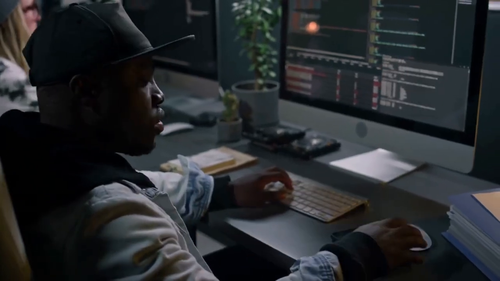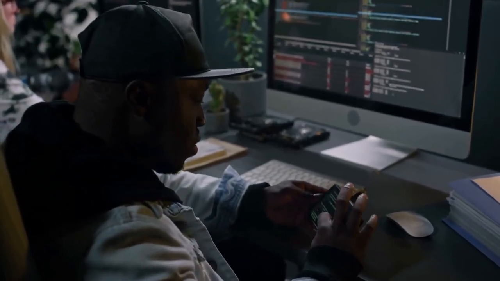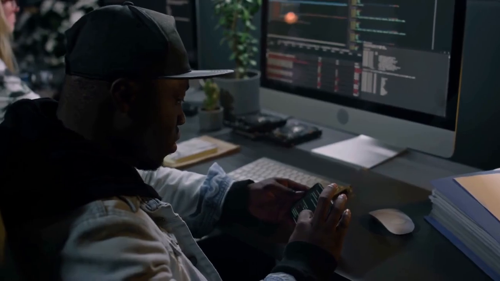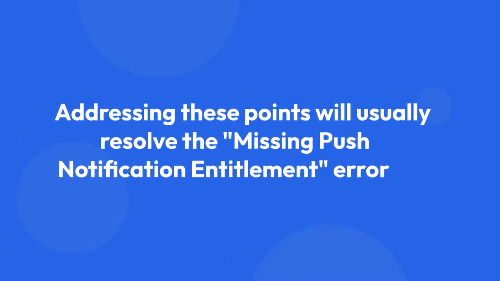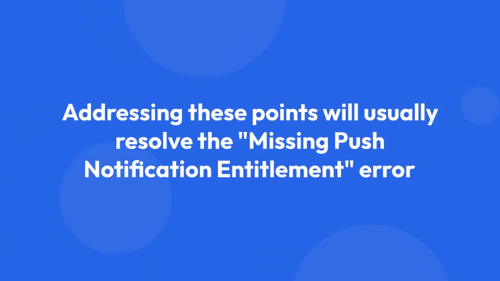Remember to rebuild and run your app after making any changes to your entitlements or provisioning profiles for the modifications to take effect. Addressing these points will usually resolve the missing push notification entitlement error, enabling your iOS app to receive those important notifications.